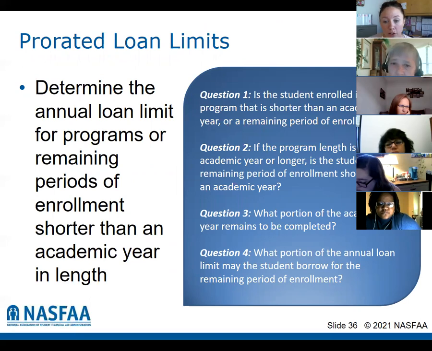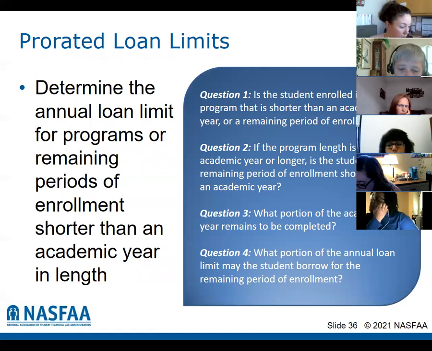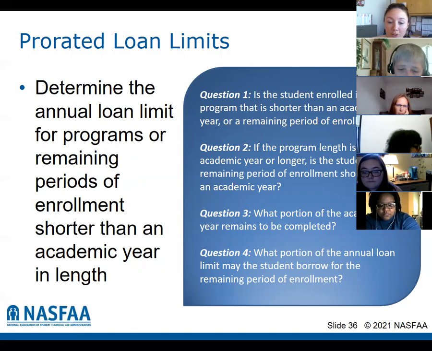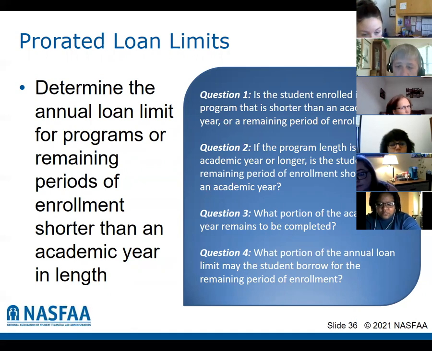So you have to prorate loans when you have students enrolled in less than an academic year. I'm not going to go through all these questions because I don't want to stretch us too long, and I want to get to the loan repayment stuff. But let me move to the next one. Let's do number 2. If the program length is an academic year or longer, is the student's remaining period of enrollment... hold on, let me think. Determine the annual loan limit for programs or remaining periods of enrollment shorter than an academic year.